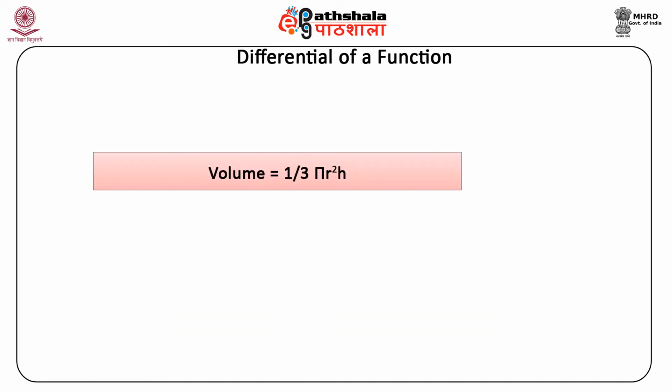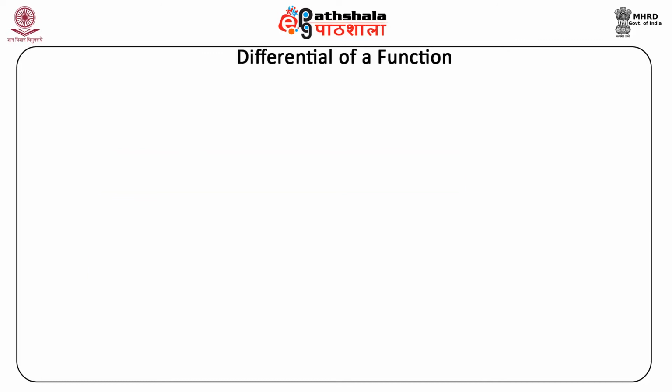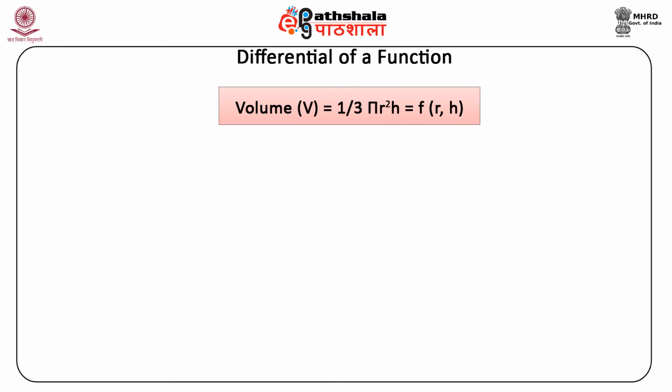The volume of a right circular cone of height h and base radius r is 1 by 3 pi r square h. If r is estimated with an error a and h is estimated with an error b, then show that the error in the estimate of volume is given by 1 by 3 pi r multiplied by (2ha plus rb). Given volume V is equal to 1 by 3 pi r square h. Say this is equal to f of r comma h.